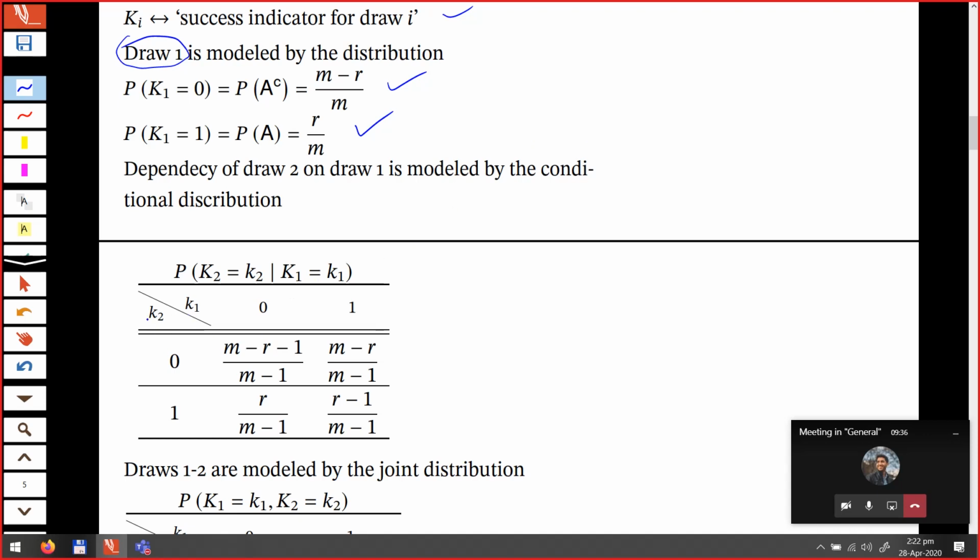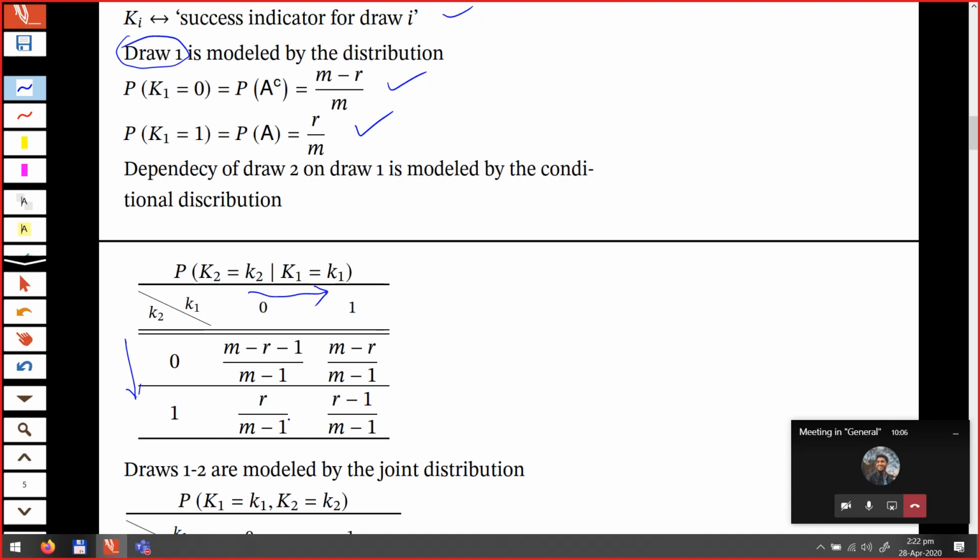So here I am listing, in the top row, values of K1. There are possible values of this K1. Here I am listing possible values of K2, 0 and 1. It's just like a truth table, yeah. And here I want to have a table for the conditional probability of the second draw on the first draw. K2 is the success on the second draw. K1 is the success on the first draw.